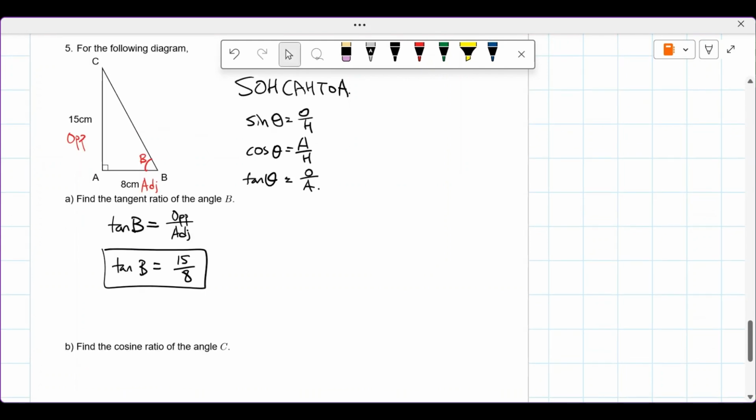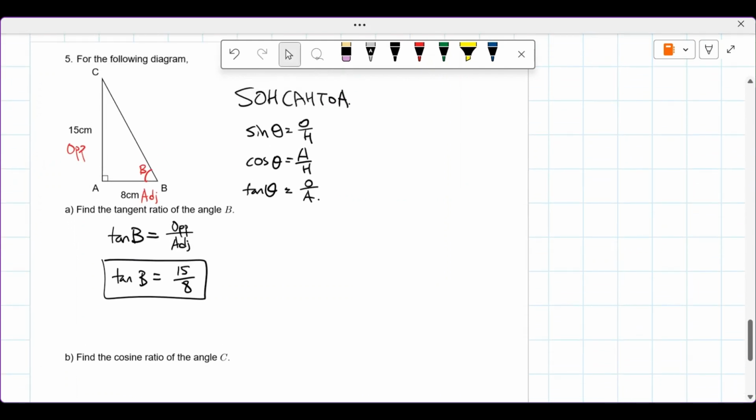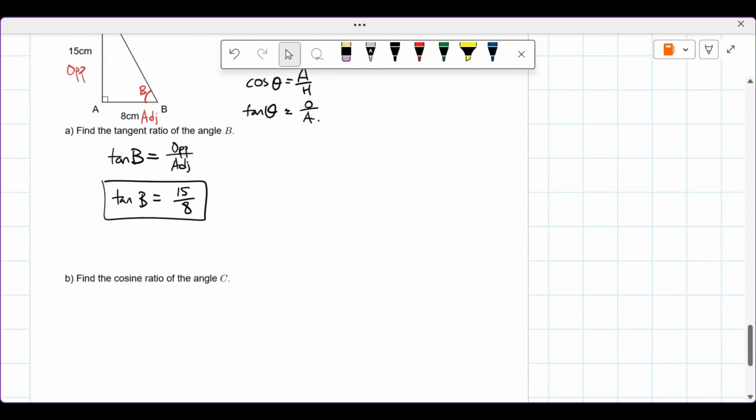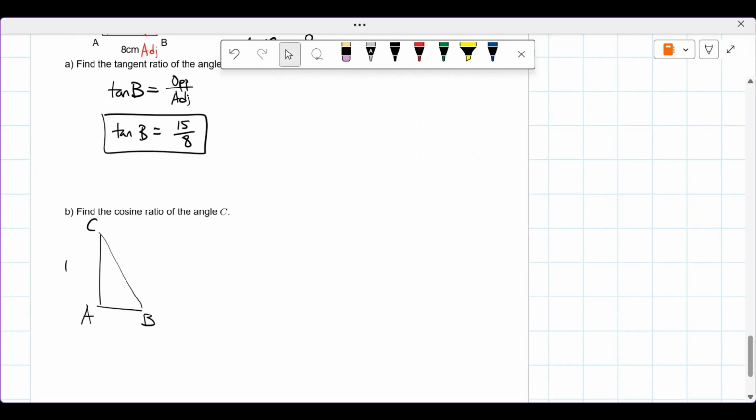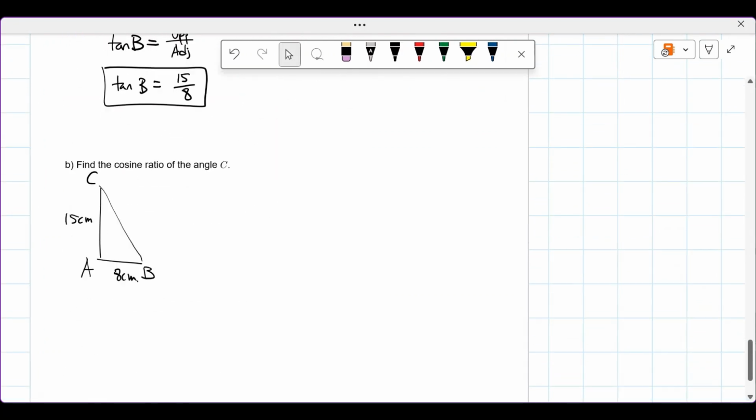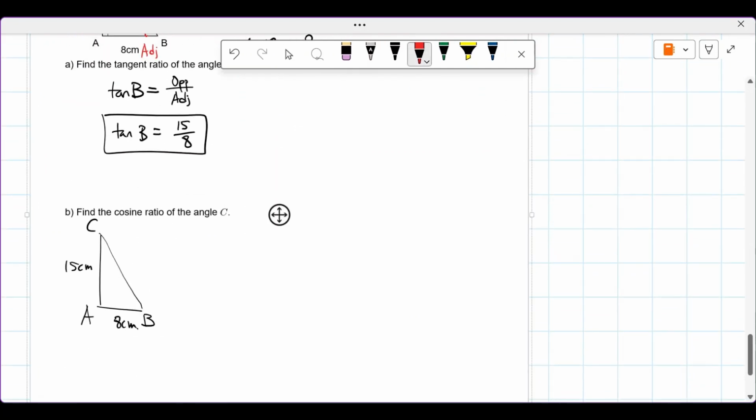Part B, find the cosine ratio of the angle C. So in terms of C, things are a bit different. Let's redraw the diagram one more time. Remember that the opposite and adjacent sides are dependent on the perspective. So according to the angle C, cosine is adjacent over hypotenuse, so the adjacent side is going to be the 15 centimeters one, and the hypotenuse is this side, which is unknown. So in order to find the hypotenuse, we need to use the Pythagorean theorem.